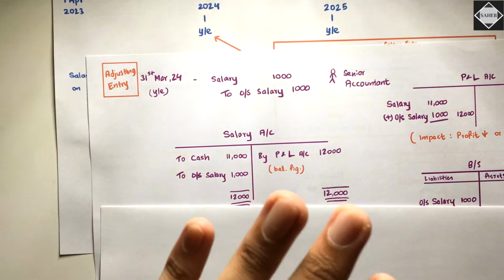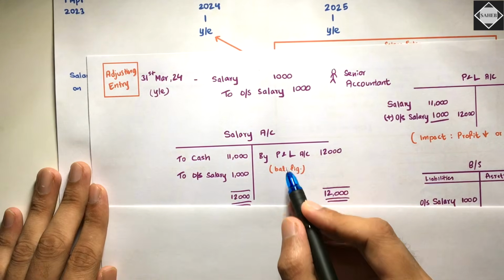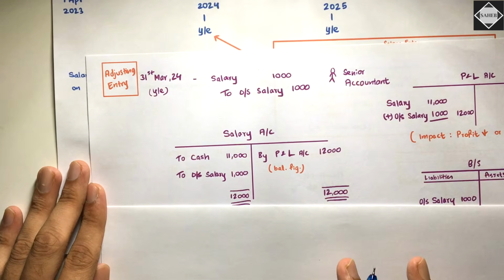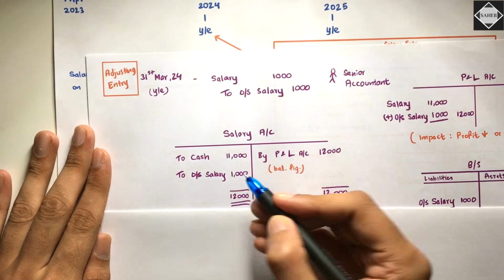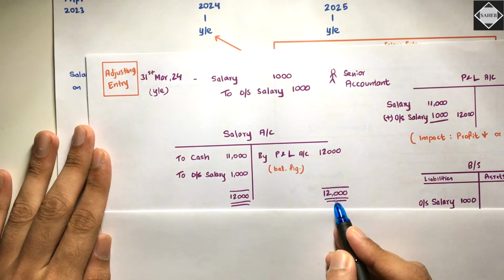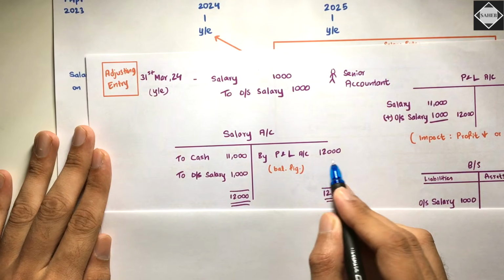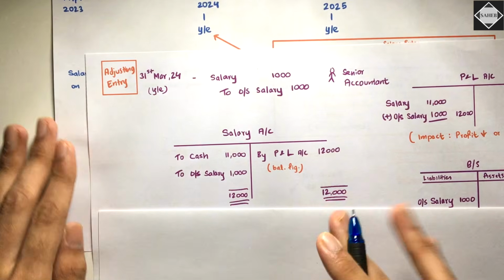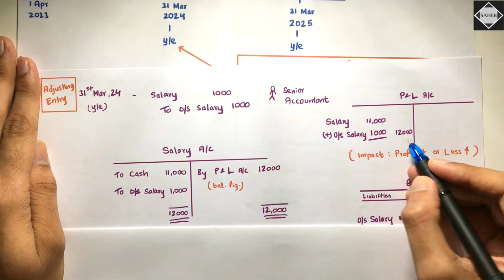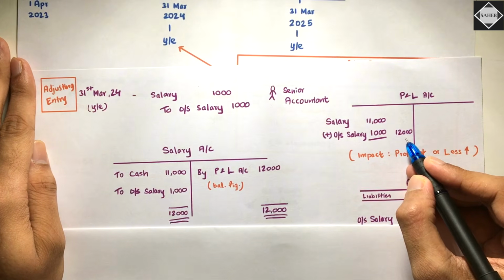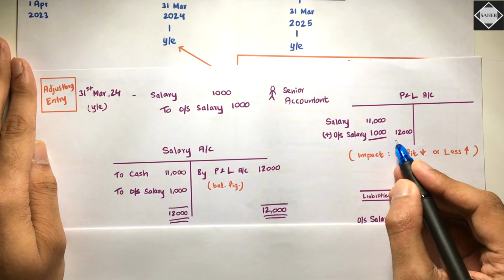We always close all expense and income accounts to the profit and loss account, or the income statement as we also say. So 11,000 plus 1,000 is 12,000. 12,000 on both sides, and 12,000 minus 0 is 12,000. So 12,000 will go to the profit and loss account. If you see in the profit and loss account, here 12,000 has come from over here.